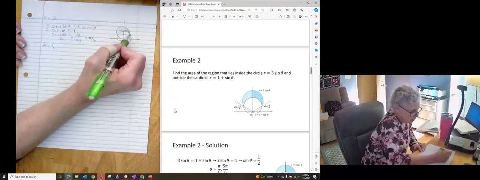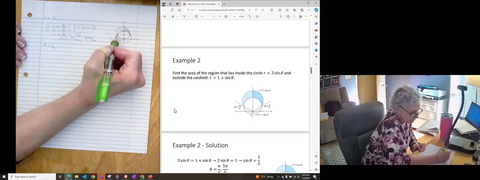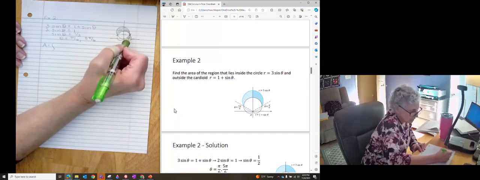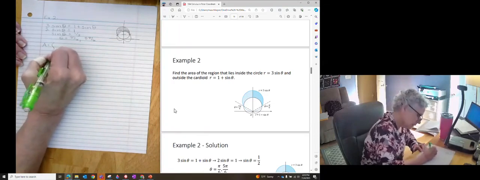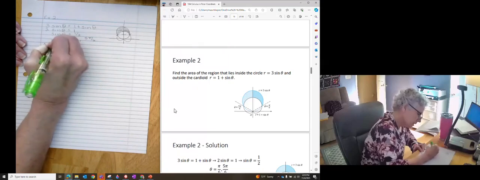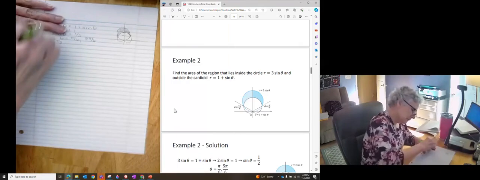Now you could go all the way from pi over 6 to 5 pi over 6, or you can just find the area from pi over 6 to pi over 2 and double it. And I'm going to do that. Pi over 6 to pi over 2, and I'm going to double it.